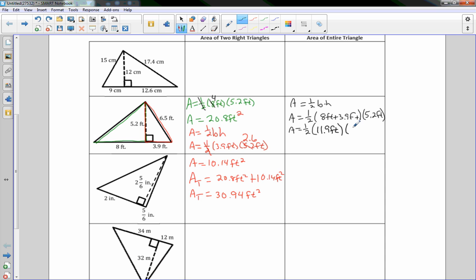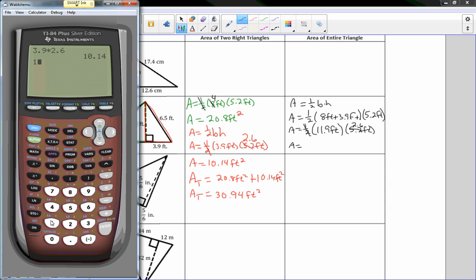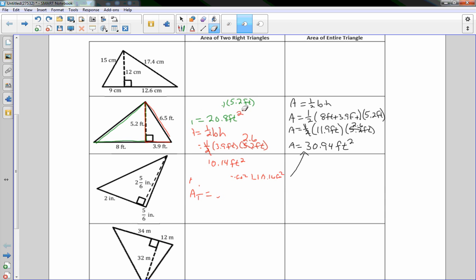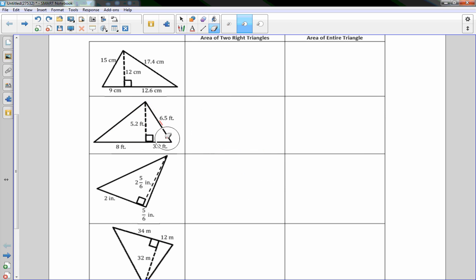That is odd. 5.2 feet is even. So I'm going to take that half and divide 5.2 by 2, and I get 2.6. So the area equals 11.9 times 2.6. 11.9 times 2.6 equals 30.94 feet times feet, which is feet squared, and notice that they came out the same. Okay, continuing with this, now we're going to erase all of this and move on to the next problem.